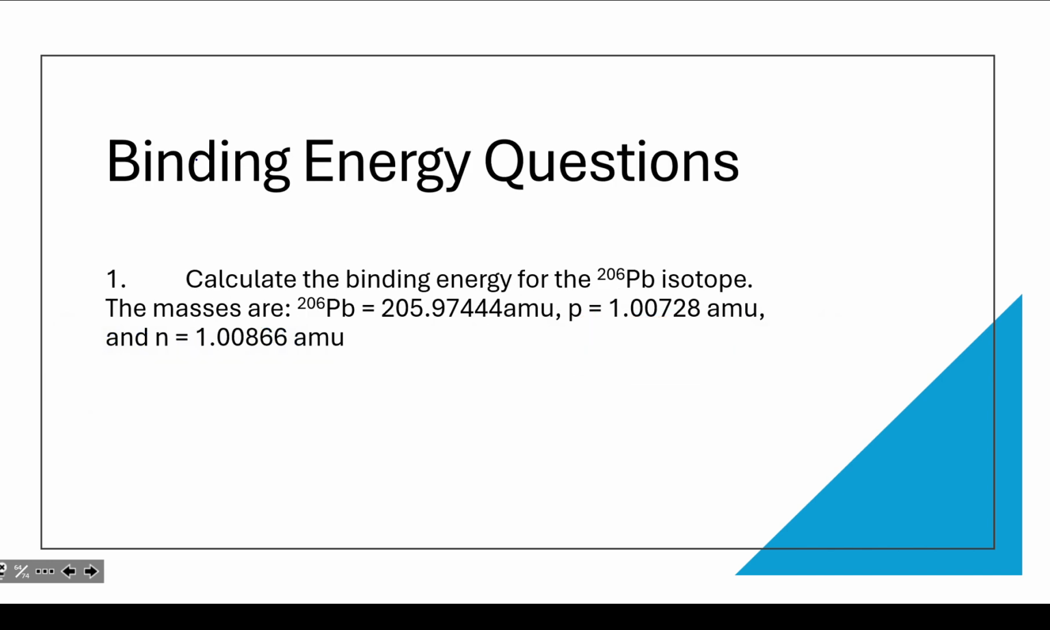All right. So for these binding energy questions, same as before, we're going to pause. You're going to have a chance to calculate the binding energy for lead 206, and then I'll show you the answer. Okay, feel free to pause now. And that's what I got. Let's move on to question 2. Oh, sorry, that was my mass defect, and then that was my energy. My apologies. Now we'll move on to question 2.